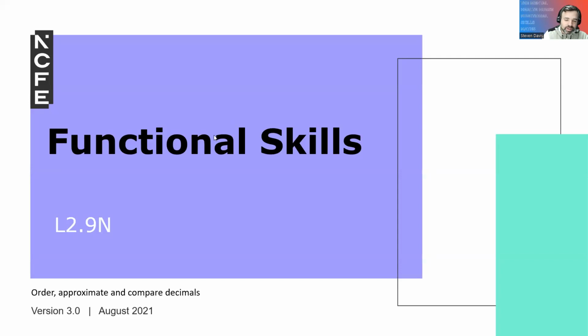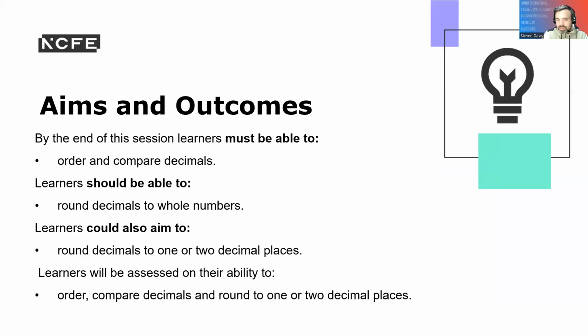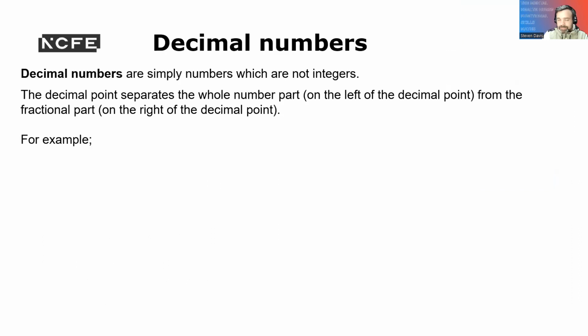We're now looking at order, approximation, and compare decimals. So let's get started. The aims and outcomes for the session. By the end of this session, learners must be able to order and compare decimals. Learners should be able to round decimals to the whole number. Learners could also aim to round decimals to 1 or 2 decimal places. And learners will be assessed on their ability to order, compare decimals, and round to 1 or 2 decimal places.